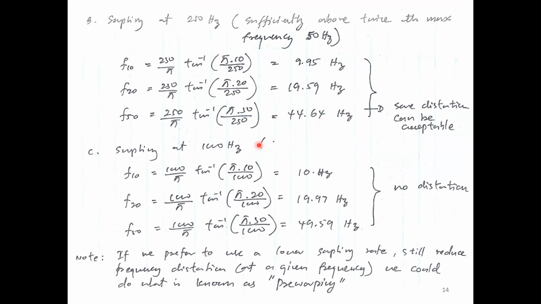What about 1000 hertz? If you have a 1000 hertz sampler, 10 hertz is seen as 10 hertz. There's no error at all there. It's perfect linear mapping. What about 20 hertz? 19.97, very close, right? And 50 hertz is mapped as 49.59.